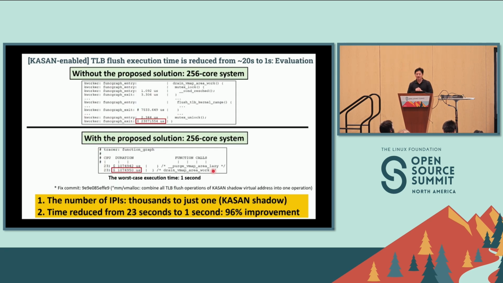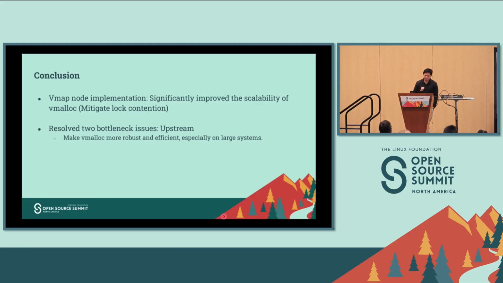Okay, here is the performance evaluation data. The number of IPIs was reduced from thousands to just one. And the execution time, this is the ftrace result, okay, was reduced from 23 seconds to 1 second, representing a 96% improvement.